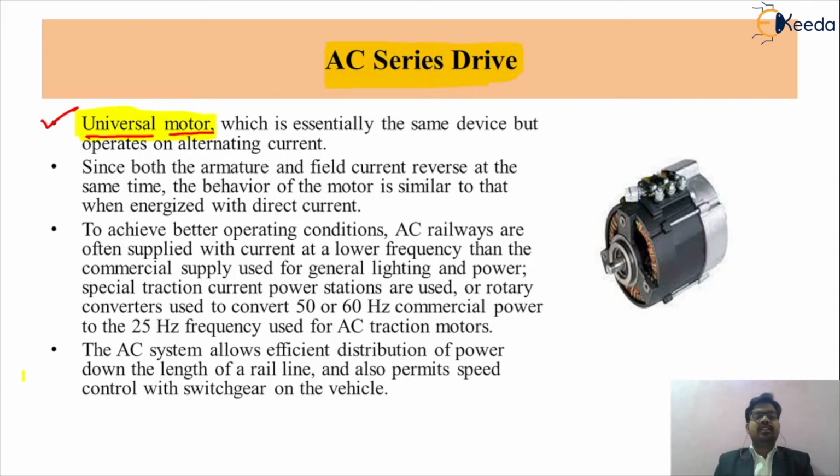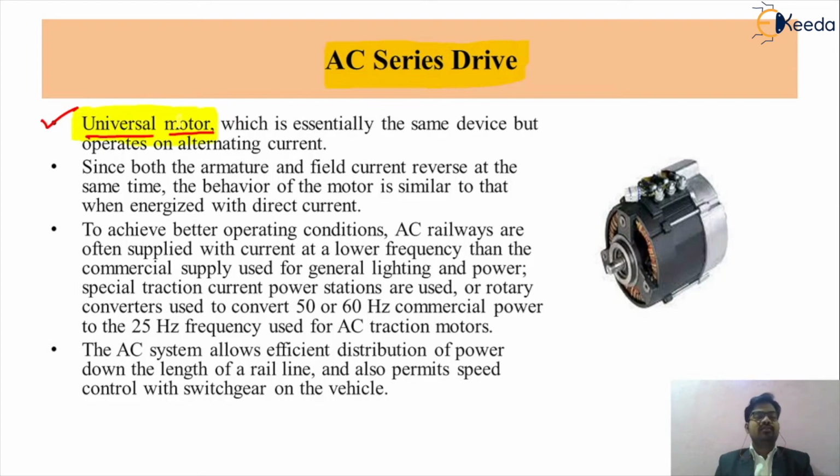So friends, let's understand the second type of drive, called the AC drive. What do you mean by the AC drive? The AC drive prefers a universal motor. Why do we call it a universal motor? Because this universal motor can be operated on both AC and DC supply.